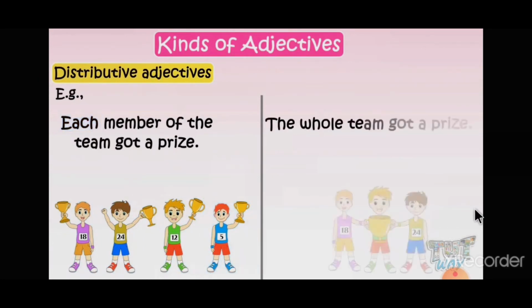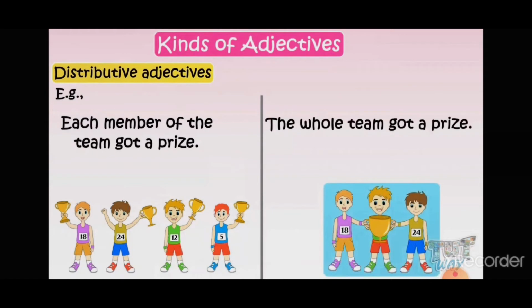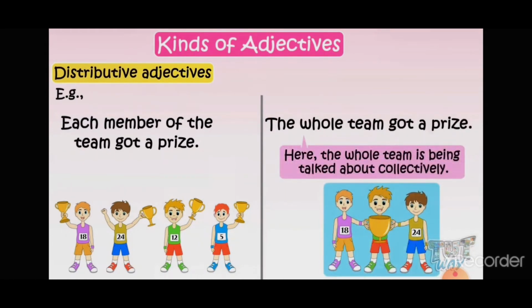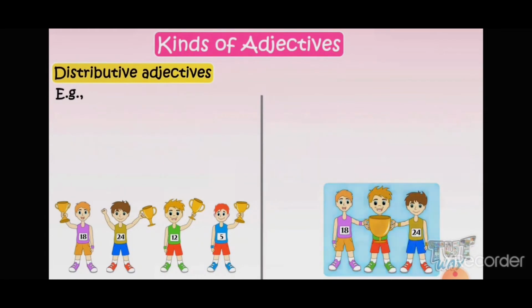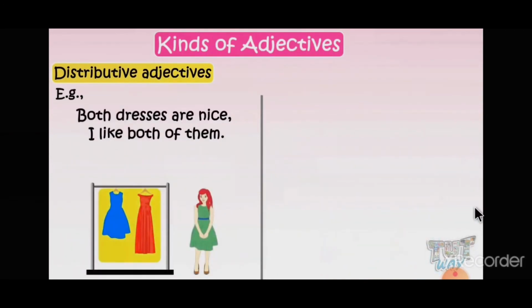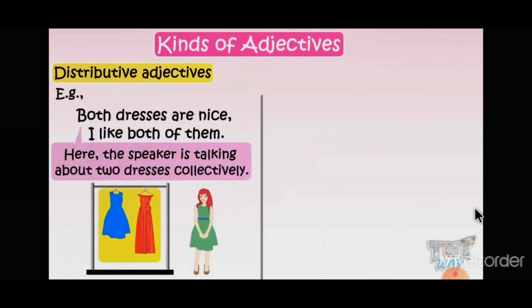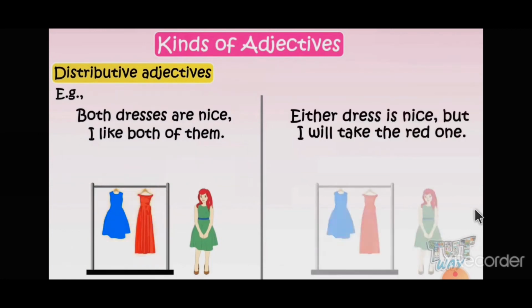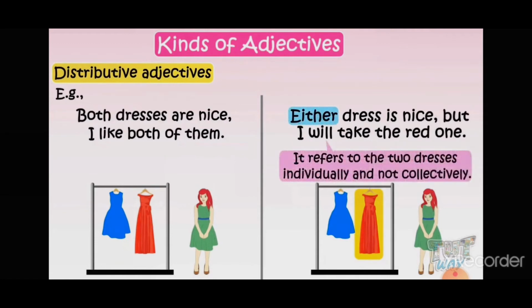And if I say, the whole team got a prize, here, the whole team is being talked about collectively. Both dresses are nice. I like both of them. Here, the speaker is talking about two dresses collectively. Now see the other one. Either dress is nice, but I will take the red one. Here, we have used the distributive adjective either. It refers to the two dresses individually and not collectively.